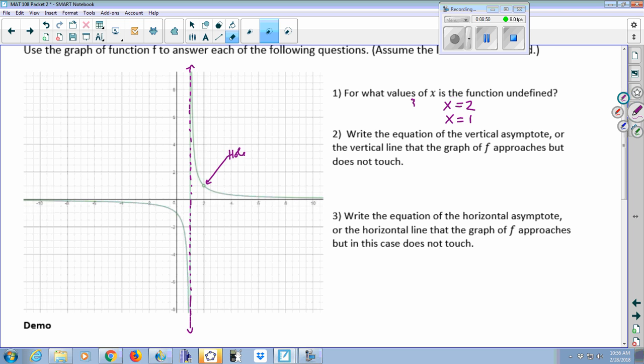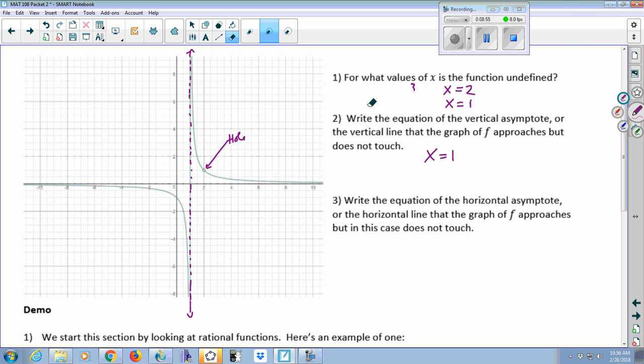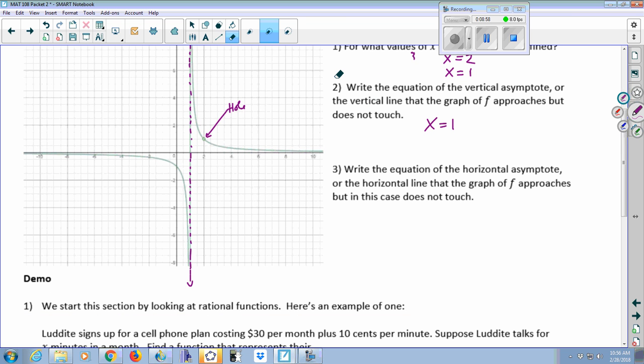Write an equation for the vertical asymptote. That's that vertical dotted line. The equation is x equals 1. And then the horizontal asymptote is the line that your function approaches in the long run, way out here when x is large in the positive direction and then the negative direction. And you see that in both of these directions, that graph is getting really close to 0, y equals 0. So that's your horizontal asymptote. Okay. And again, if this is not familiar to you, we will go over all these ideas.